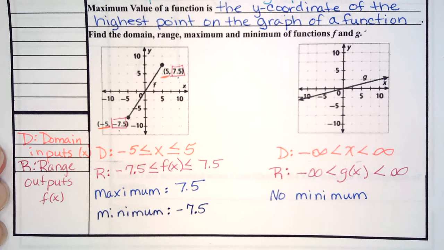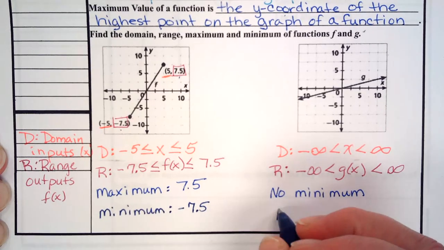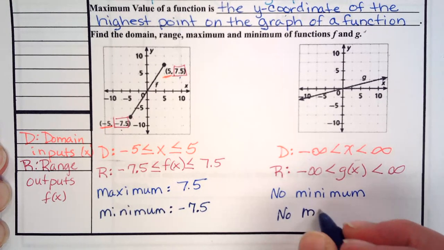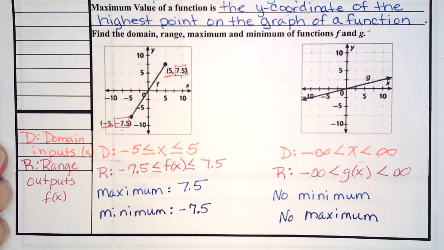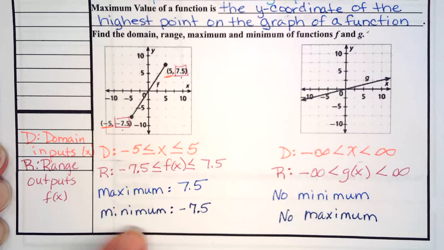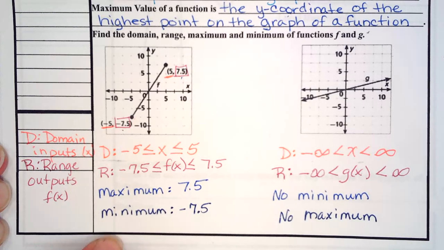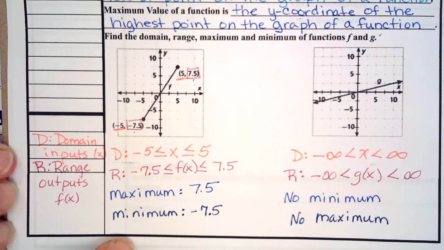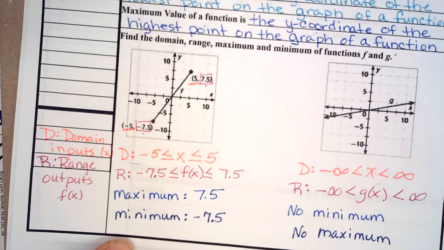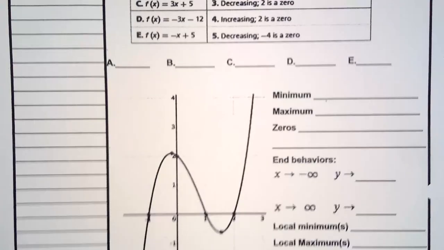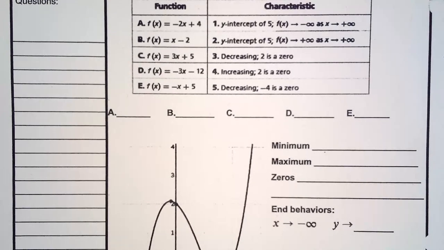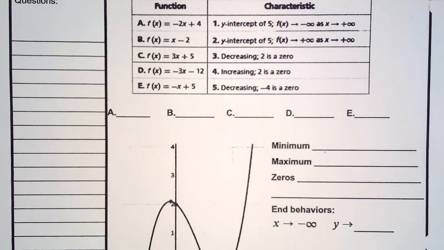So functions do not necessarily have a minimum or maximum value. Okay, so that's how you find domain, range, minimum, and maximum. Okay, looking at the chart, we've got a function and we've got characteristics. Which characteristic goes with which function?